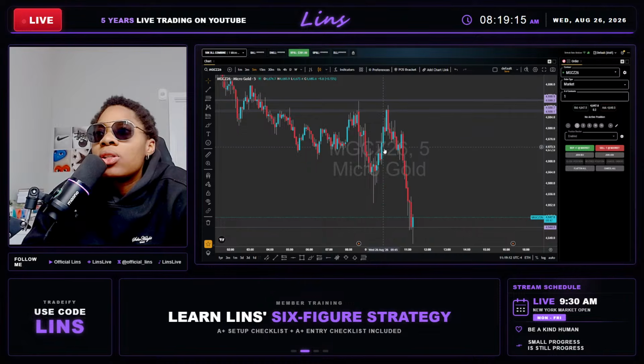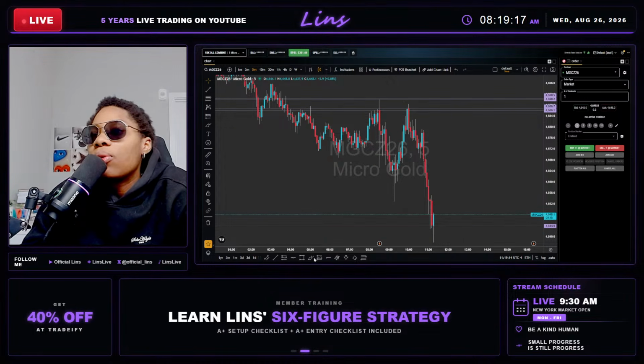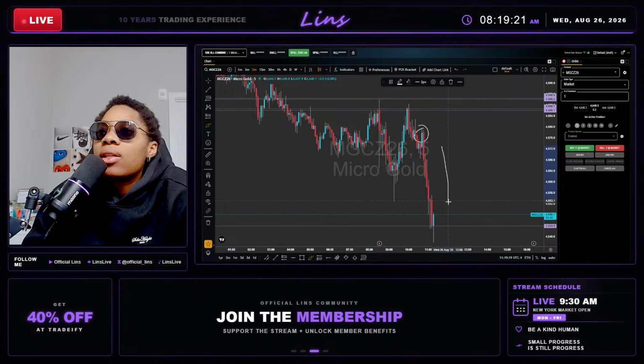Real simple stuff. And you guys know about those moving averages. Over here, we close below that moving average beautifully. Then we get that strong continuation of momentum behind that, right?